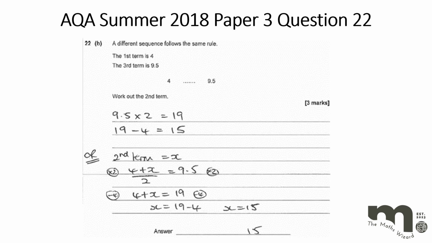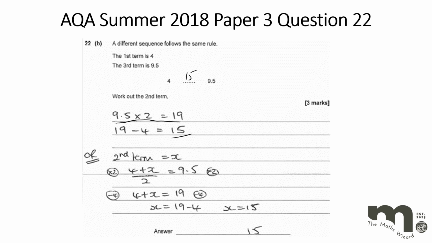So if we do 9.5 times 2, that gives us 19. Then 19 take away 4 gives us 15. So that gets us our second term in the sequence there, which is going to be 15.